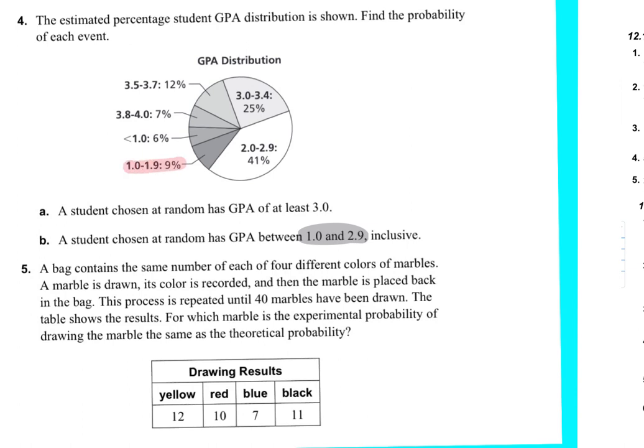You're going to include this one. Oh, not the one that says 1? No, because it's in between 1 and 2.9. This one says less than 1.